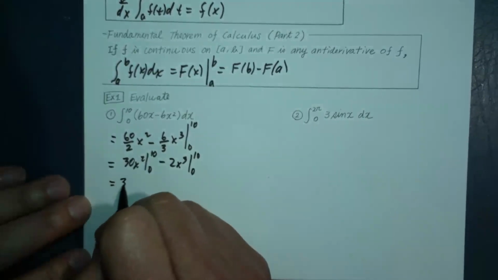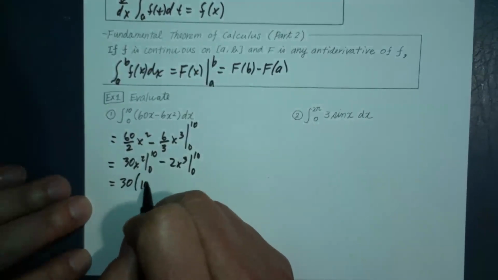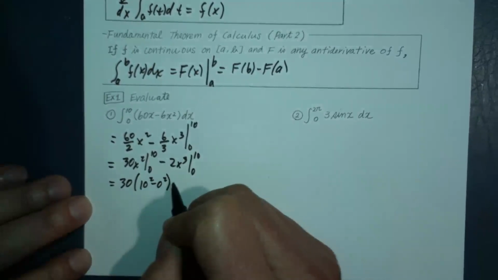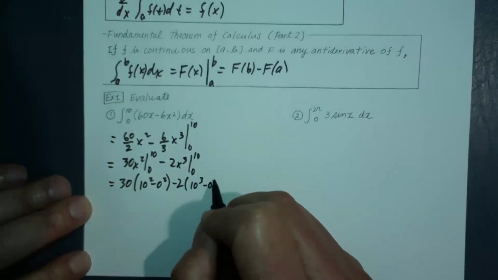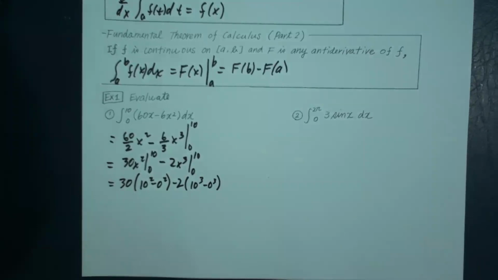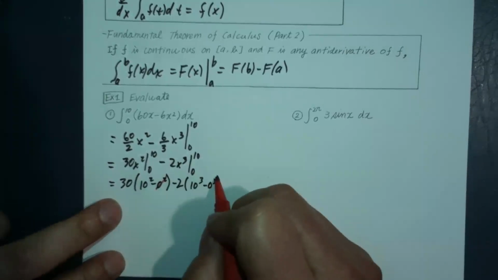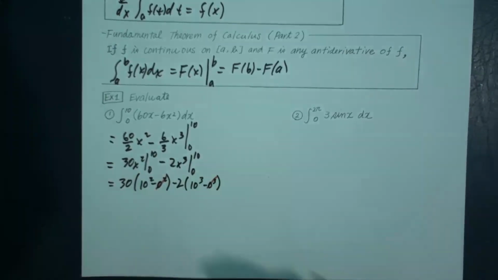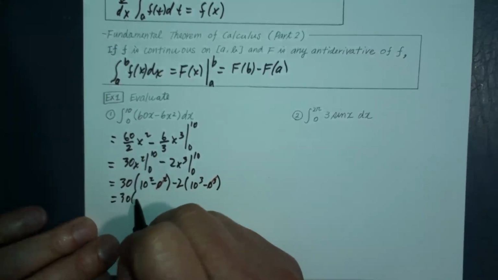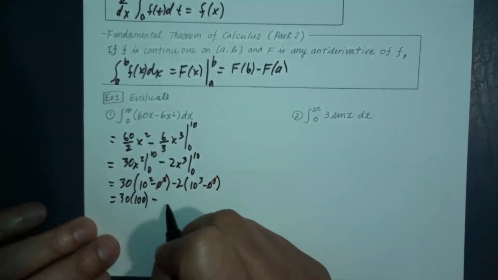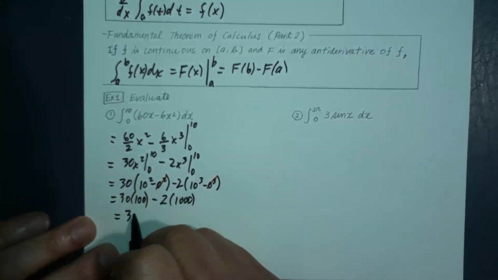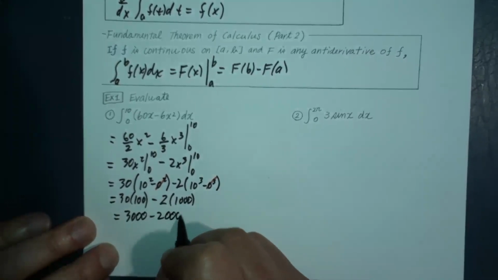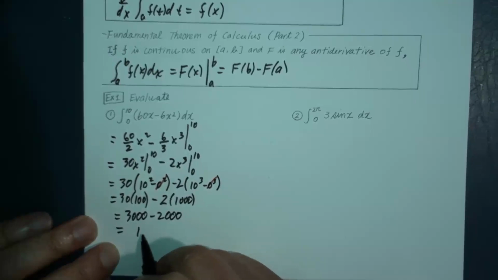So this gives us 30 times 10 squared minus 0 squared, minus 2 times 10 to the third minus 0 to the third. And obviously the zeros go away. They're gone. And we're going to end up with 30 times 100 minus 2 times 1,000. This is 3,000 minus 2,000, which gives us 1,000.